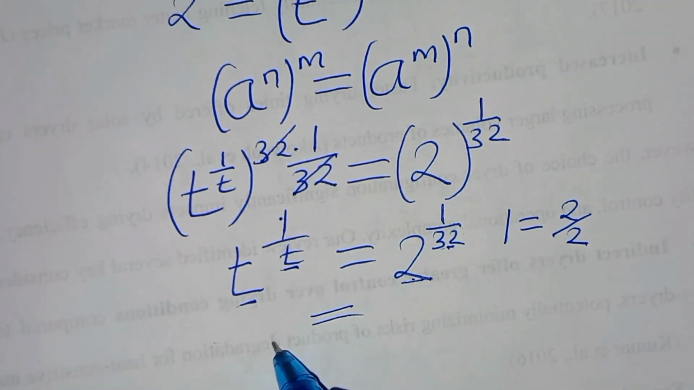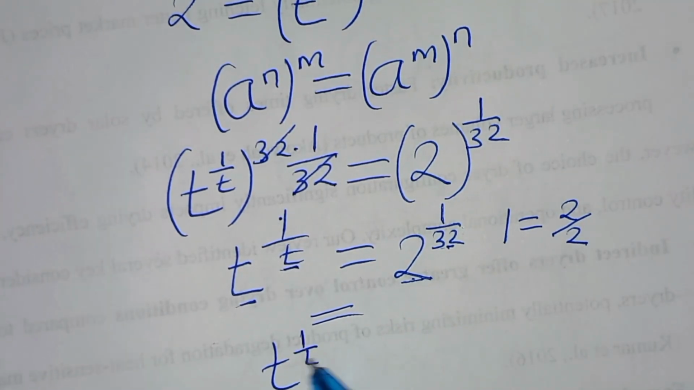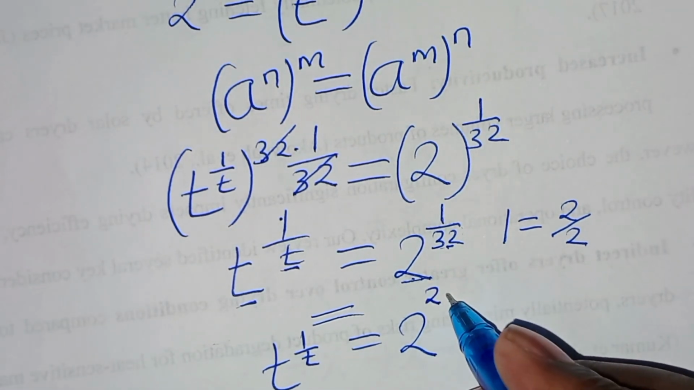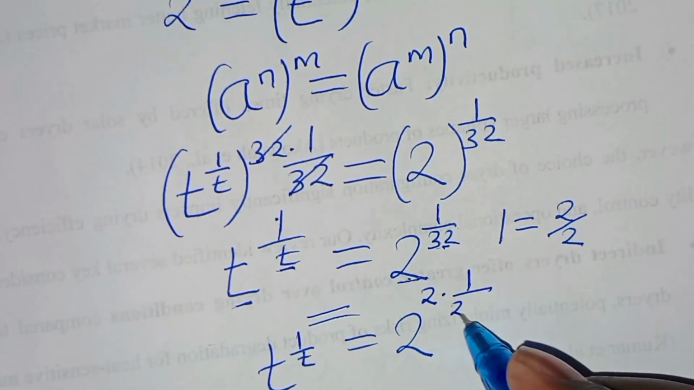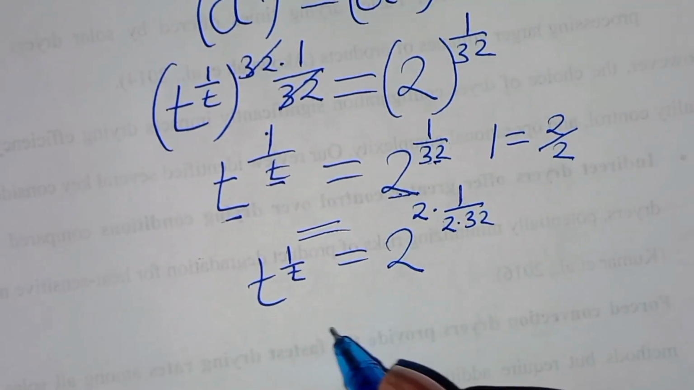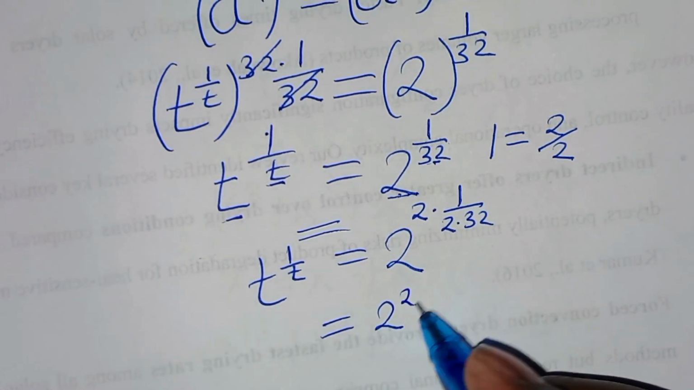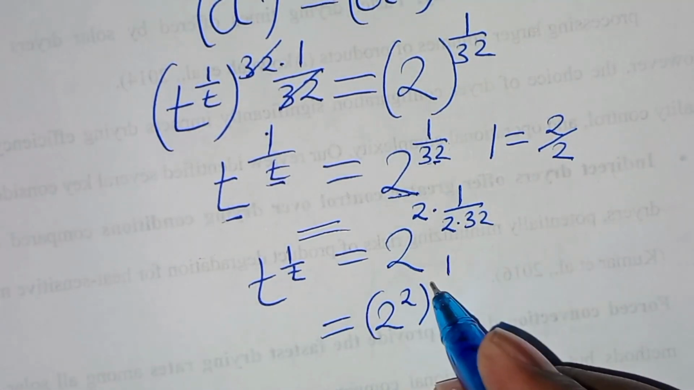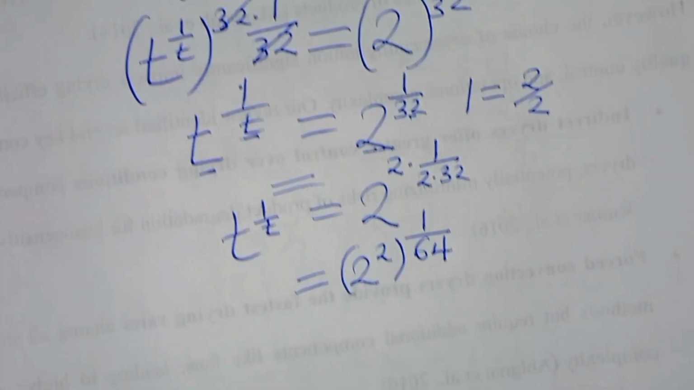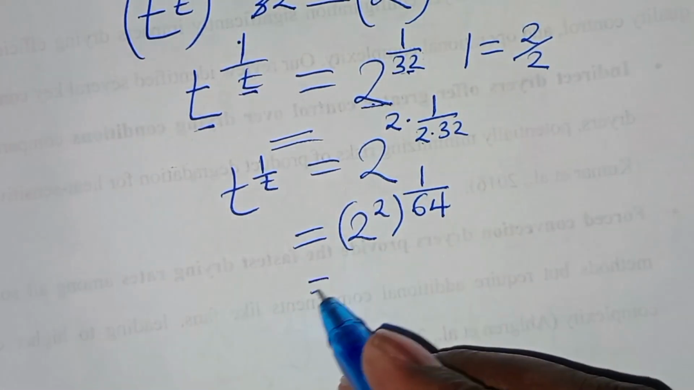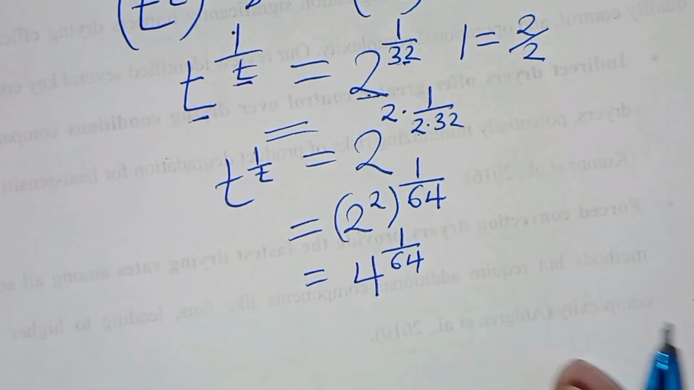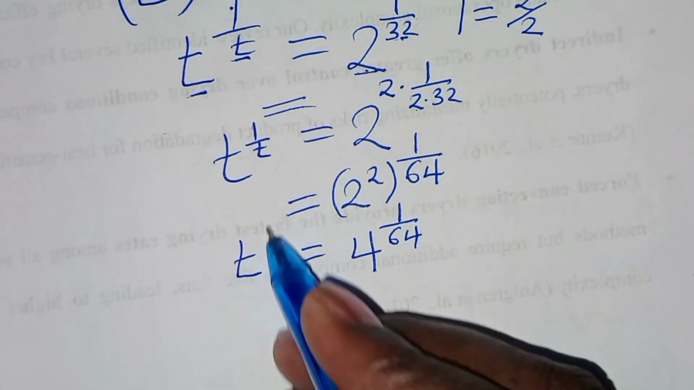So in this case, we have t to power 1 over t. This is equal to 2 to power 2 multiplied by 1 over 2 times 32. That's the same thing as 2 to power 2 raised to power 1 over 2 times 32. This is 64. So 2 to power 2, this is equal to 4 raised to power 1 over 64. So this is what is t to power 1 over t.